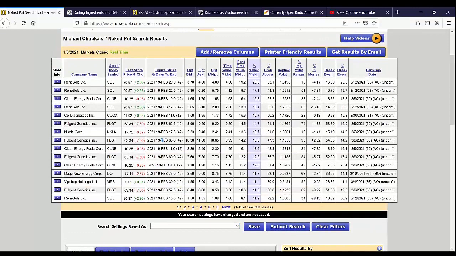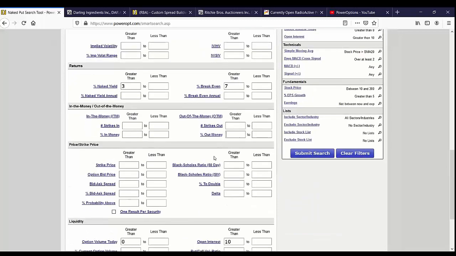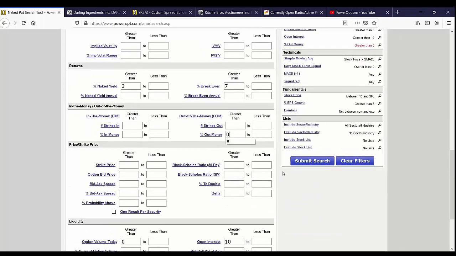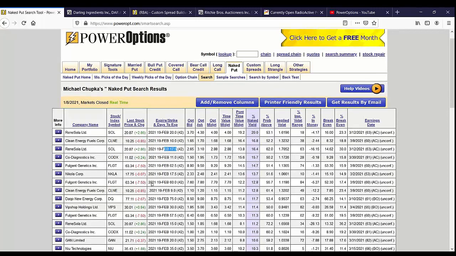We're going to see ones that are hopefully in the money. Yeah, here's Fulgent, 63, selling a 65 put. Here's Fulgent again, 63 with a 62.5 put. So how do I just see at the money strikes as well as OTM, but not ITM? Two ways. Use the percent out of the money filter, 0 to blank. 0's at the money. That should give you some ones that are directly at the money. 20.87 to 20, pretty close. 10.25 to 10, pretty close. Here's the 17.5. So you're seeing the 20 and the 17.5 for Arena Solar.